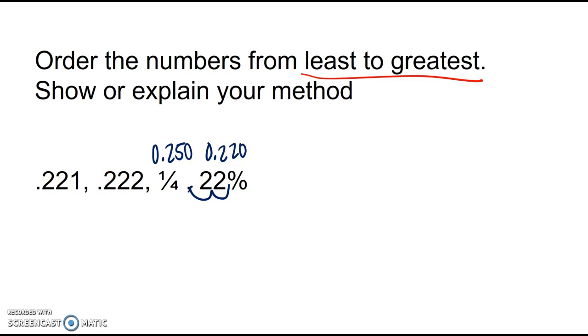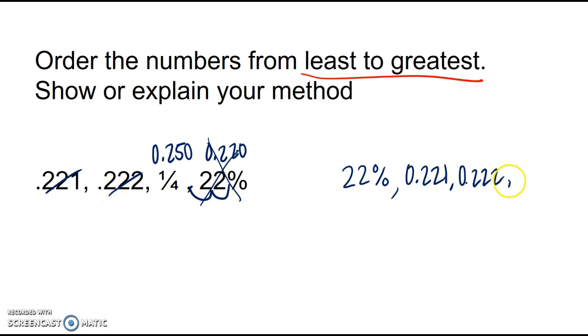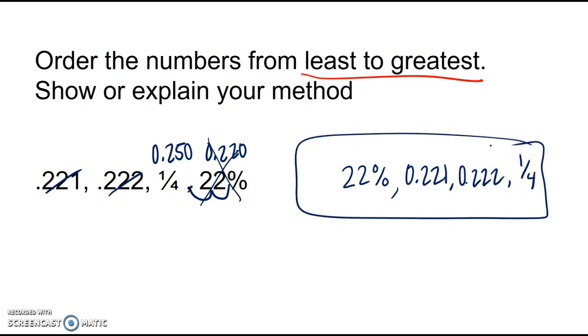My smallest number is actually 22%. So 22% is going to be my first number in my list. I'm going to cross that out. Then I've got my 221 thousandths. And I've got 222 thousandths. And lastly, I've got 1/4. So I'm putting them in their original form, even though I needed to turn those into decimals to see where they would be put in that list.